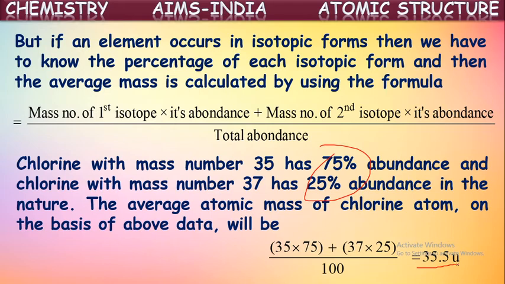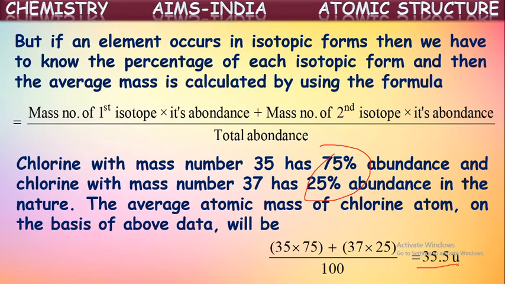If an element has more than one kind of isotope with considerable abundance, then its average atomic mass or atomic weight is calculated using the formula: mass number of the first isotope times its abundance plus mass number of the second isotope times its abundance, divided by total abundance. In this way, chlorine gets its average atomic mass as 35.5 units. So the same we can say as atomic weight of chlorine is 35.5.